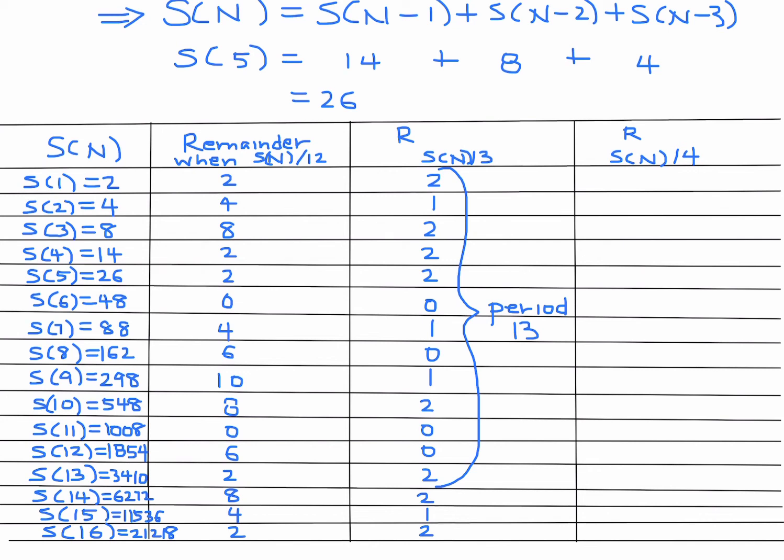Now let's do the same thing, but this time for 4. It's going to be 2, 0, 0, 2, 2, 0, 0, 2, 2, 0, 0, 2, and so on. So this one is much easier to recognize. It's obviously just 2, 0, 0, 2. So that pattern has a period of 4.